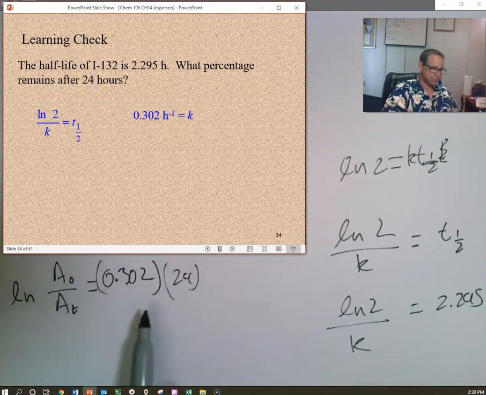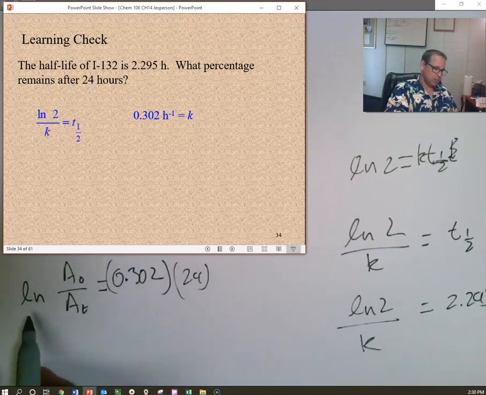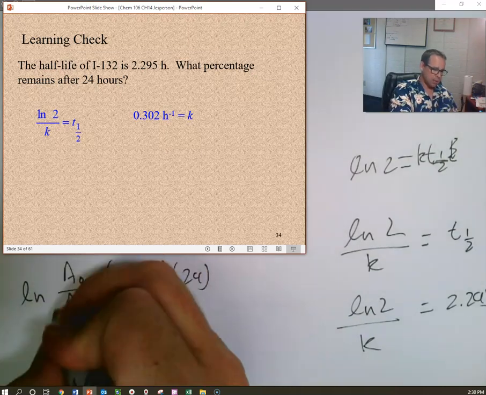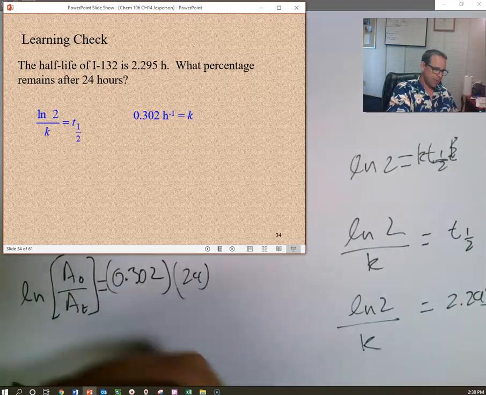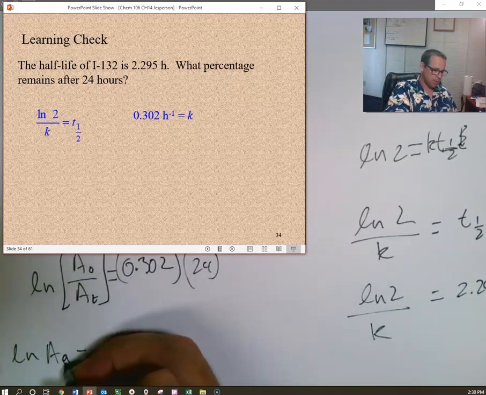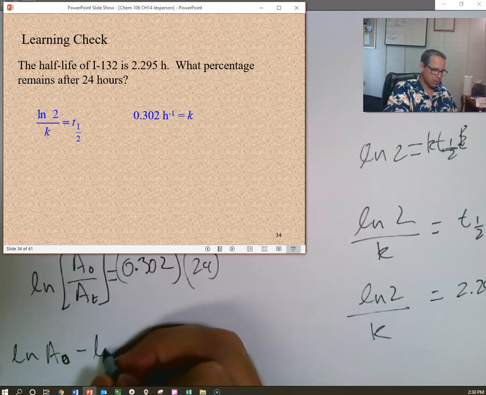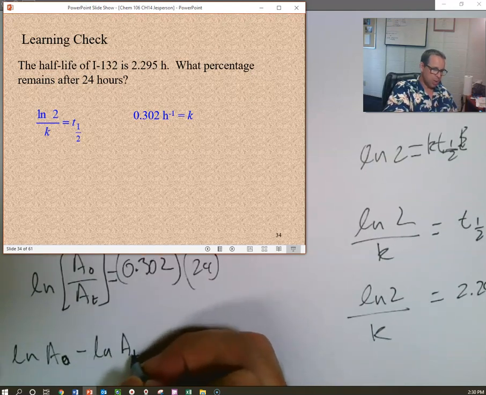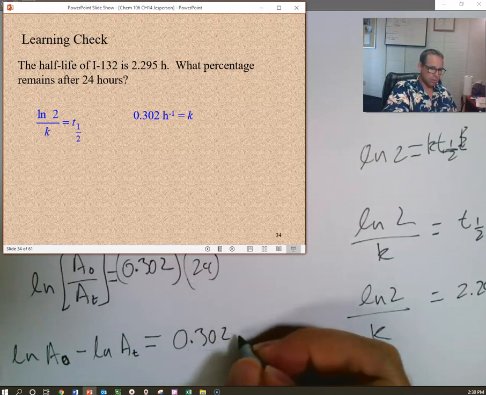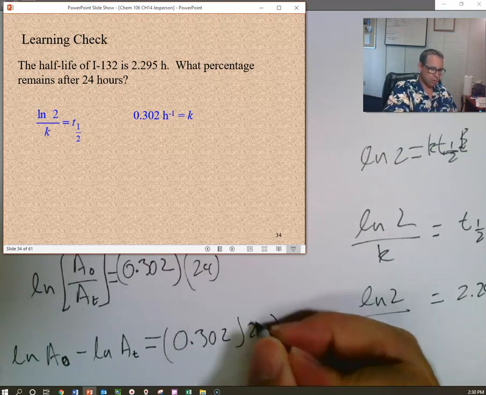So we reminded ourselves last time that the natural log of a fraction like this is the same as the natural log of the top minus the natural log of the bottom, and we can set that equal to 0.302 times 24.